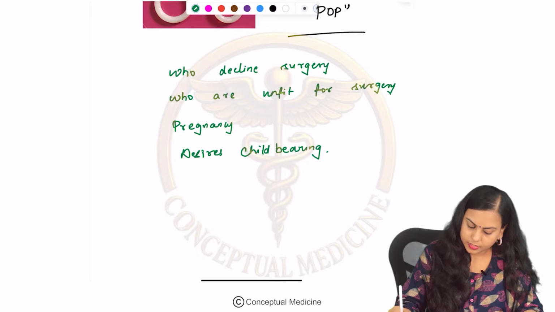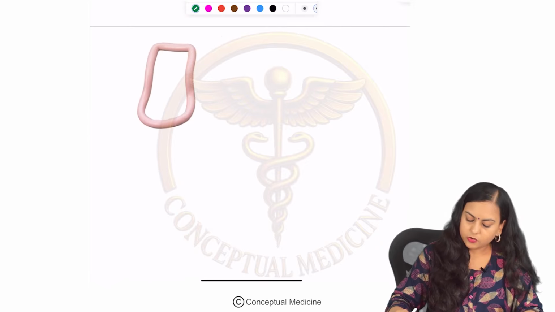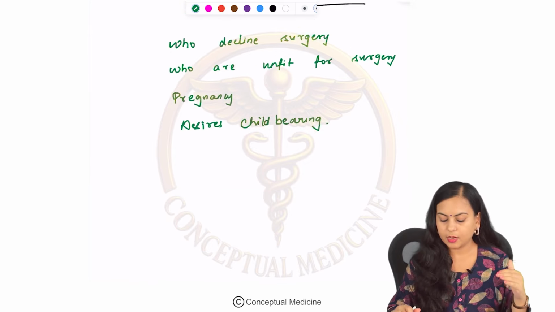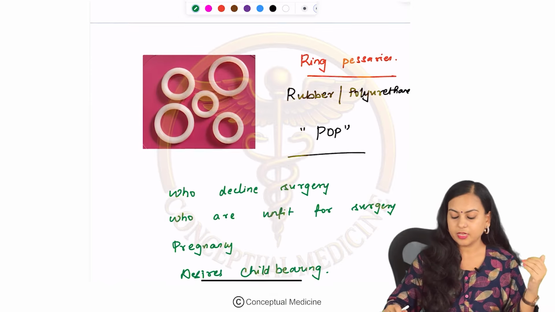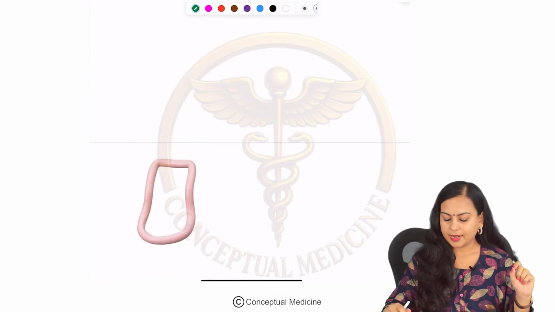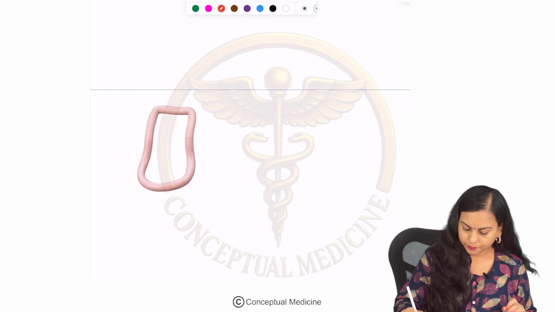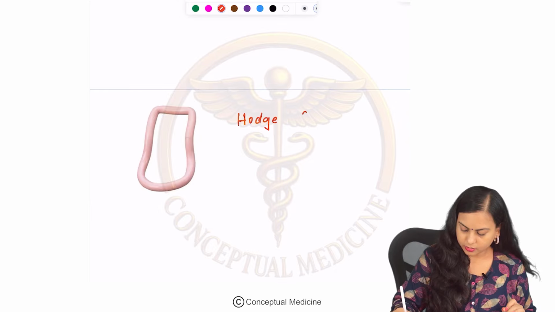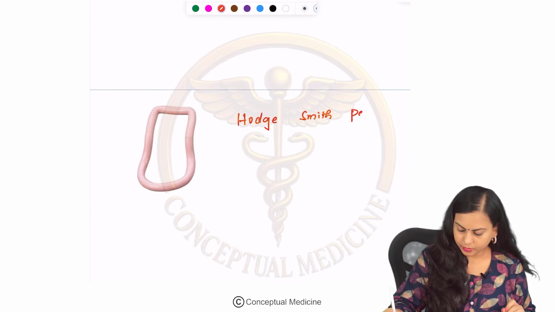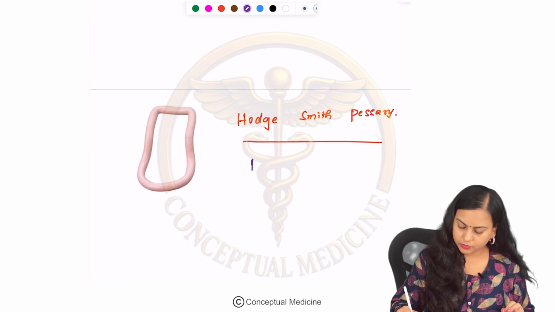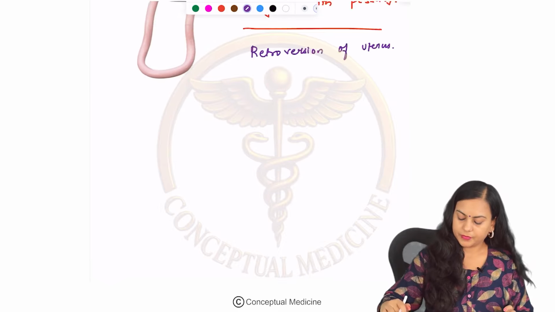Clear? Yes. Now, a similar type of pessary, but the difference between a prolapse pessary, that is a ring pessary, which is exactly a ring in shape, and this is somewhat asymmetrical. So, this pessary is nothing but your Hodge Smith pessary. Okay. So, this is used in retroversion of uterus. Okay. Yes.